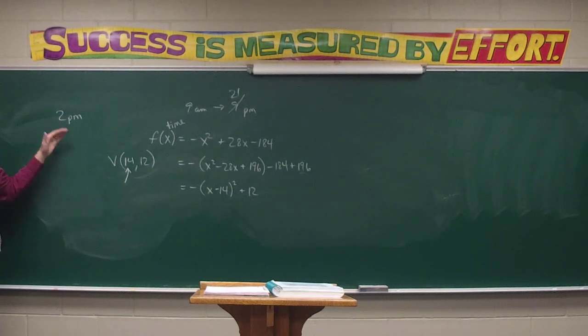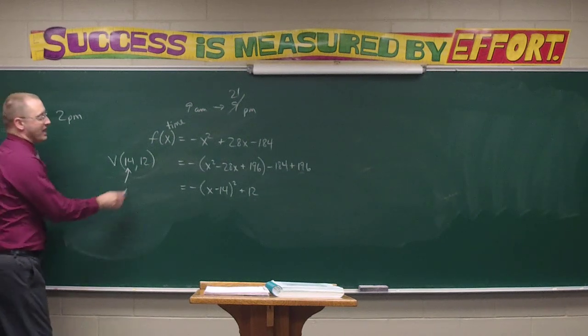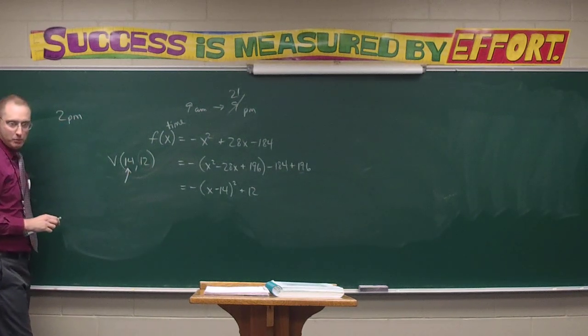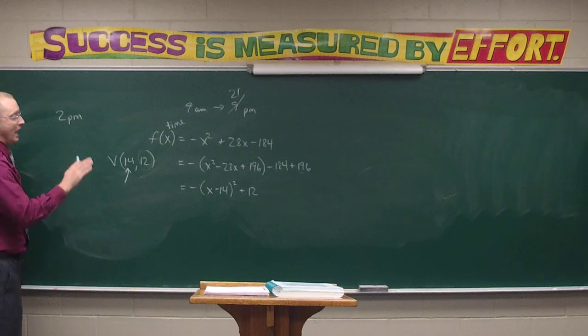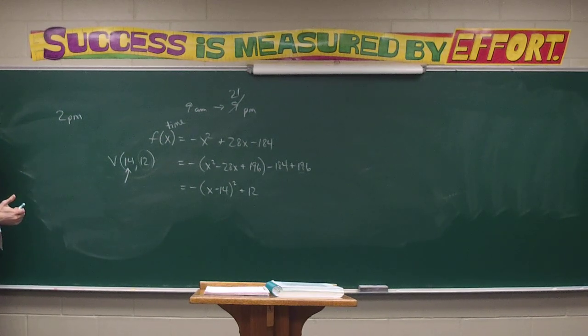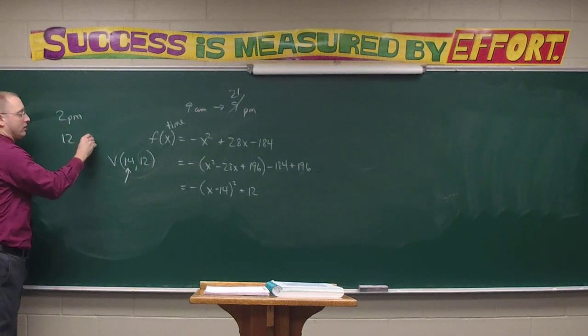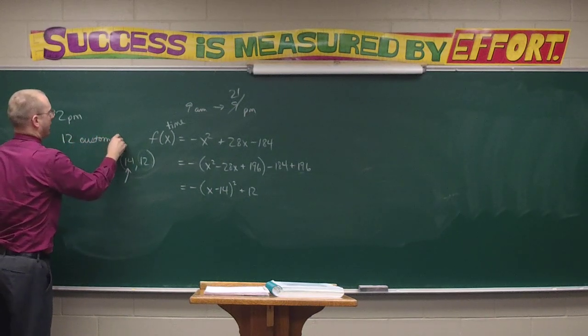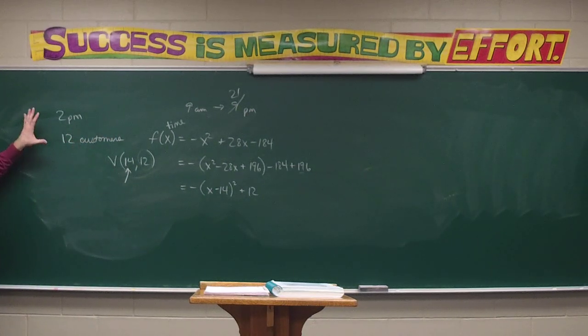I don't know if it's because it's after lunch. I don't know what the deal is, but 2 p.m. is the key time for the hair salon to get customers. The f of x tells you how many customers they have at their peak time. And so at the peak time, how many customers are sitting there getting their hair fixed? 12. 12 customers at 2 p.m. And so we can use this parabola idea to solve that.